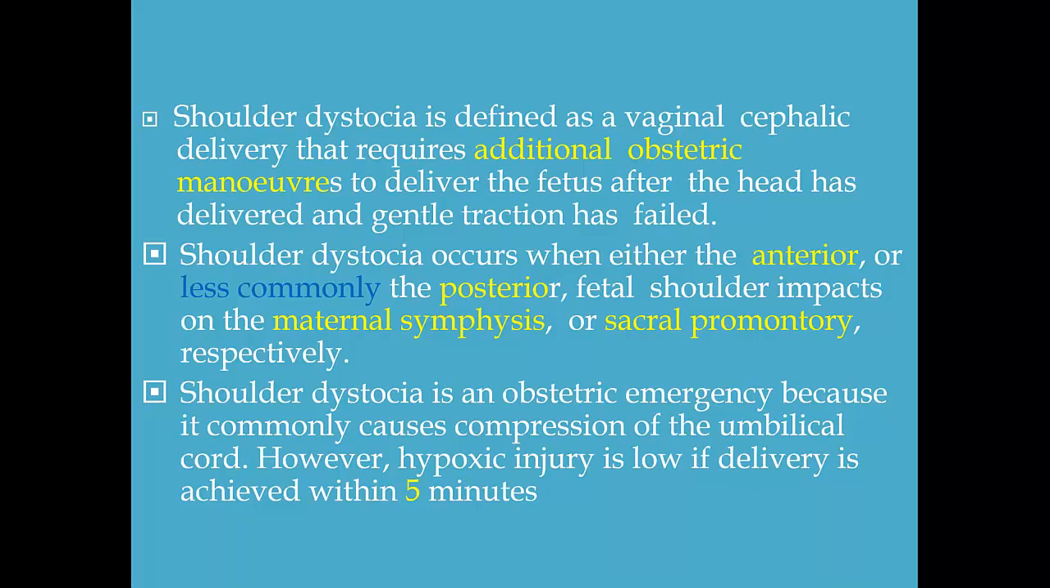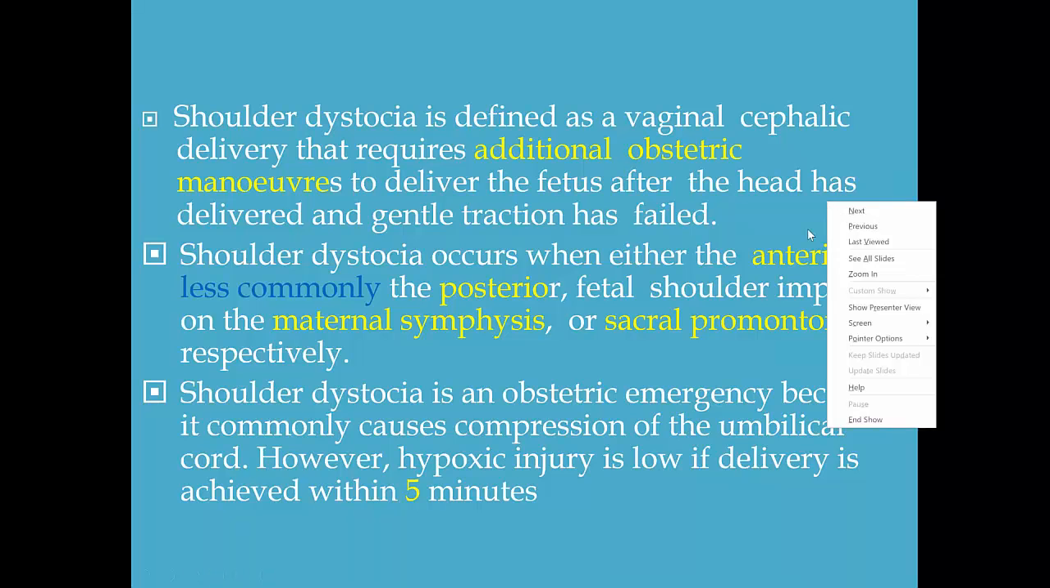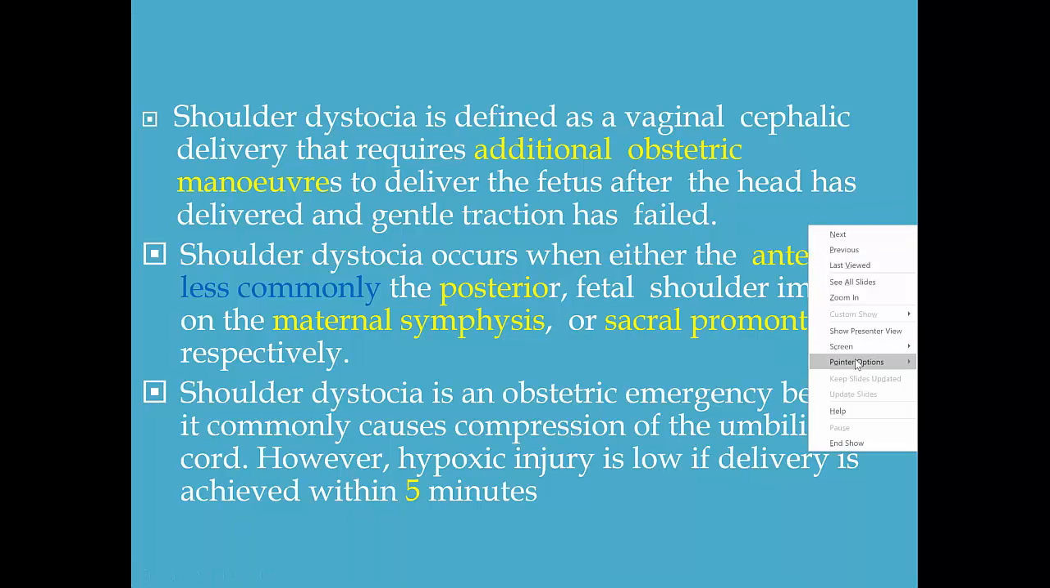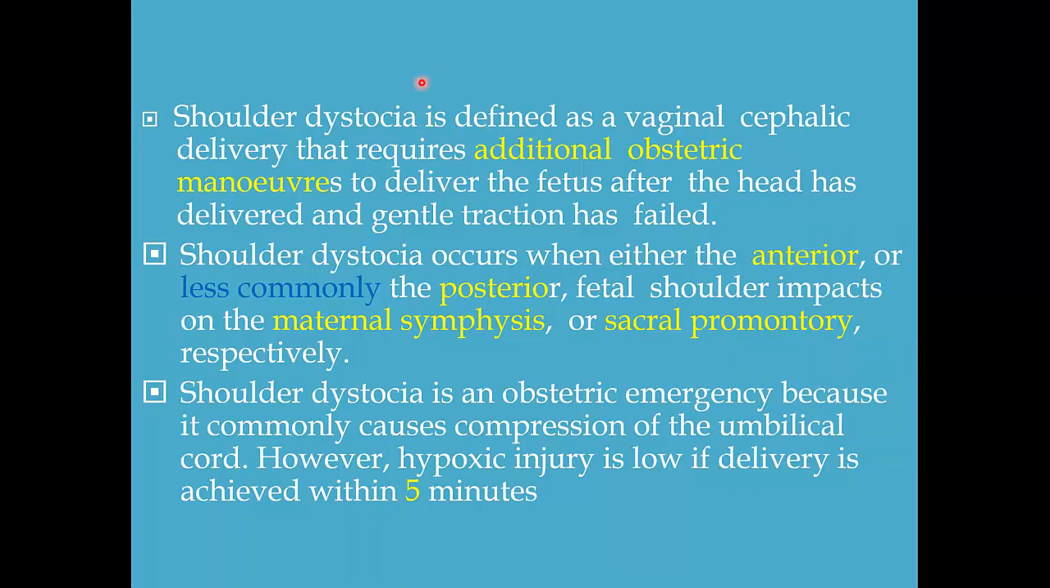is defined as a vaginal cephalic delivery that requires additional obstetric maneuvers to deliver the fetus after the head has delivered and gentle traction has failed. This is the common definition of shoulder dystocia. As you know, in normal labor, the shoulder delivers after gentle traction. If there is no delivery of the shoulder 1 minute after delivery of the head, it should be defined as shoulder dystocia.